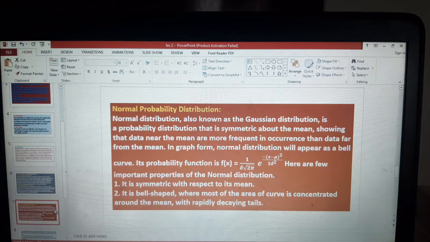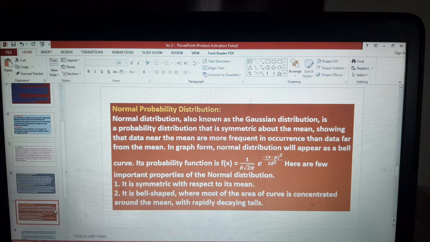What is normal probability distribution? Normal distribution, also known as Gaussian distribution, is a probability distribution that is symmetric about the mean, showing that data near the mean are more frequent in occurrence than data far from the mean. In graph form, normal distribution will appear as a bell curve. Its probability function is f(x) = 1 divided by sigma root 2 pi, exponential power minus (x minus mu) whole square divided by 2 sigma square.